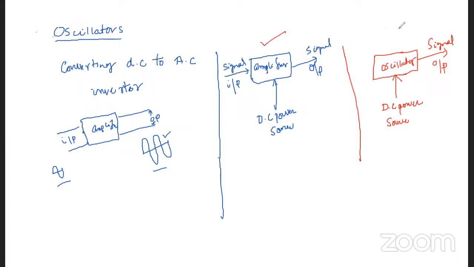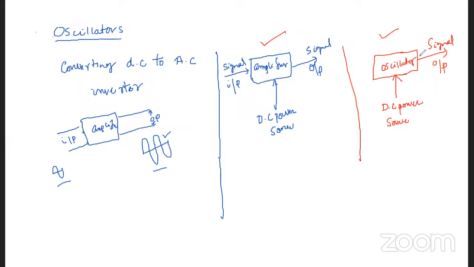This is an oscillator. In the case of the amplifier, if you see, we have connected an input signal as well as the DC power source. Both we have connected, and we can expect the signal output in the case of the amplifier. Whereas if you take this oscillator, we are going to connect one DC power source and we can expect a signal output. So in the case of the oscillator, the input signal is provided by itself. So that is the difference.